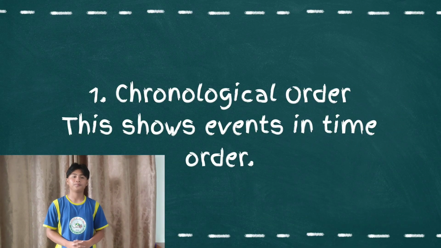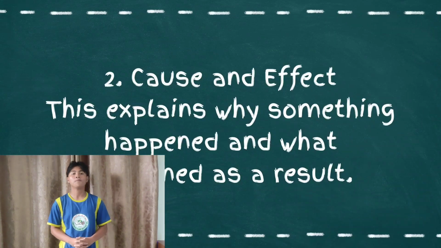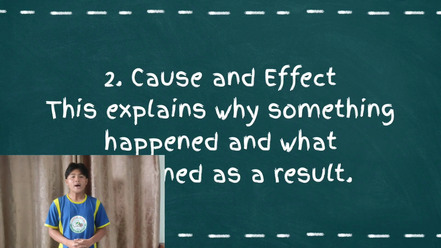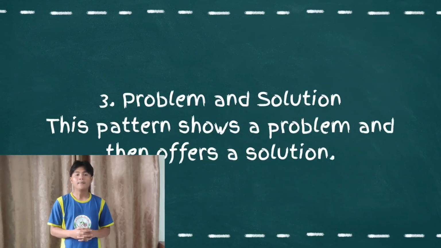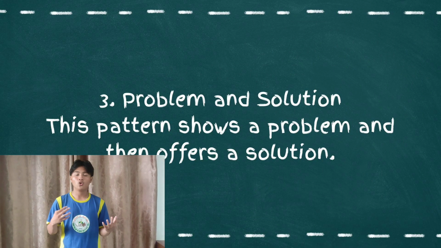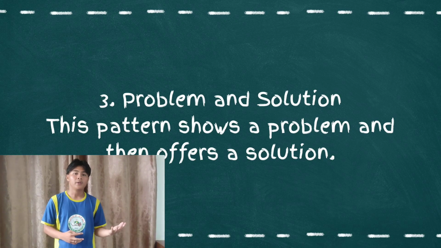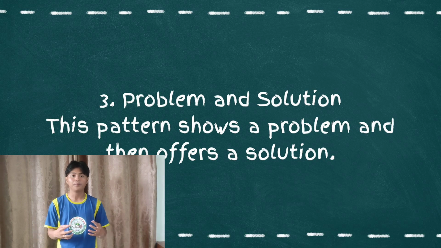First and foremost, we have the chronological order. This shows events in time order. Number 2, we have cause and effect. This explains why something happened and what happened as a result. Number 3, problem and solution. This shows a problem, and after that, it offers a solution.